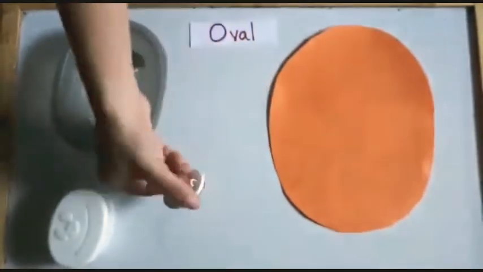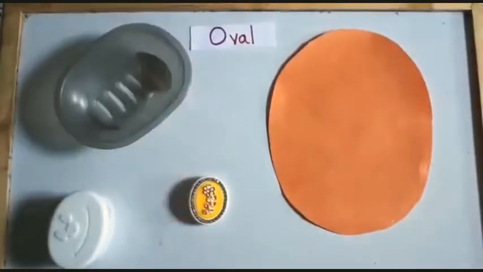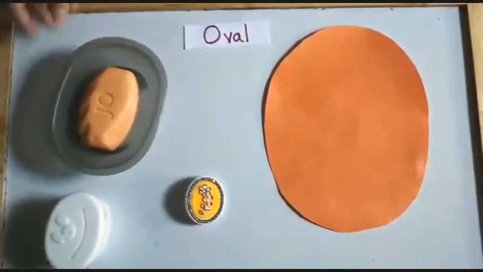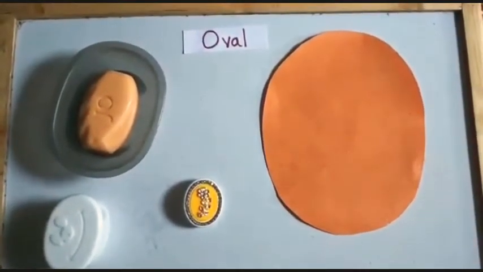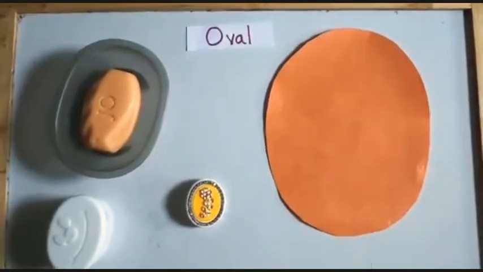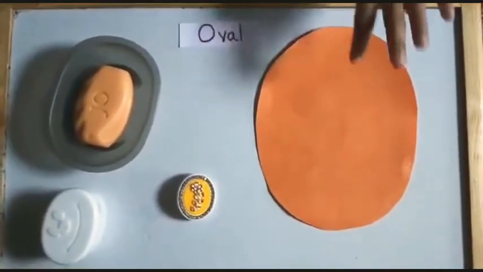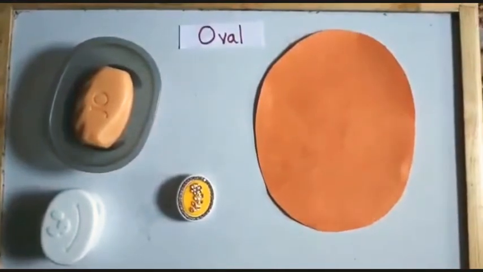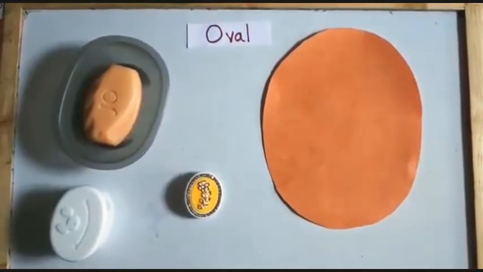Oval shape. And children, an oval shape doesn't have any sides. Can you see any sides? No. And it doesn't have any corners also. It doesn't have any sides. It's round. Okay children? It is oval shape. We'll see another shape.